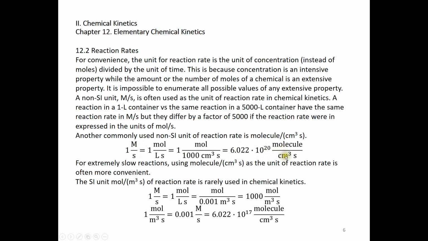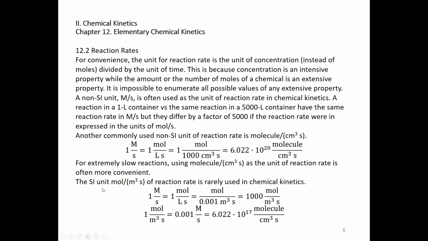Therefore, over here we have 1 molar per second is 6 times 10 to the power of 20 molecules per cubic centimeter per second. When reactions are really slow, we tend to use this unit of molecule per cubic centimeter per second. When the reaction rate is faster or much faster, we tend to use molar per second. Again, for extremely slow reactions, we use molecule per cubic centimeter per second just for convenience.